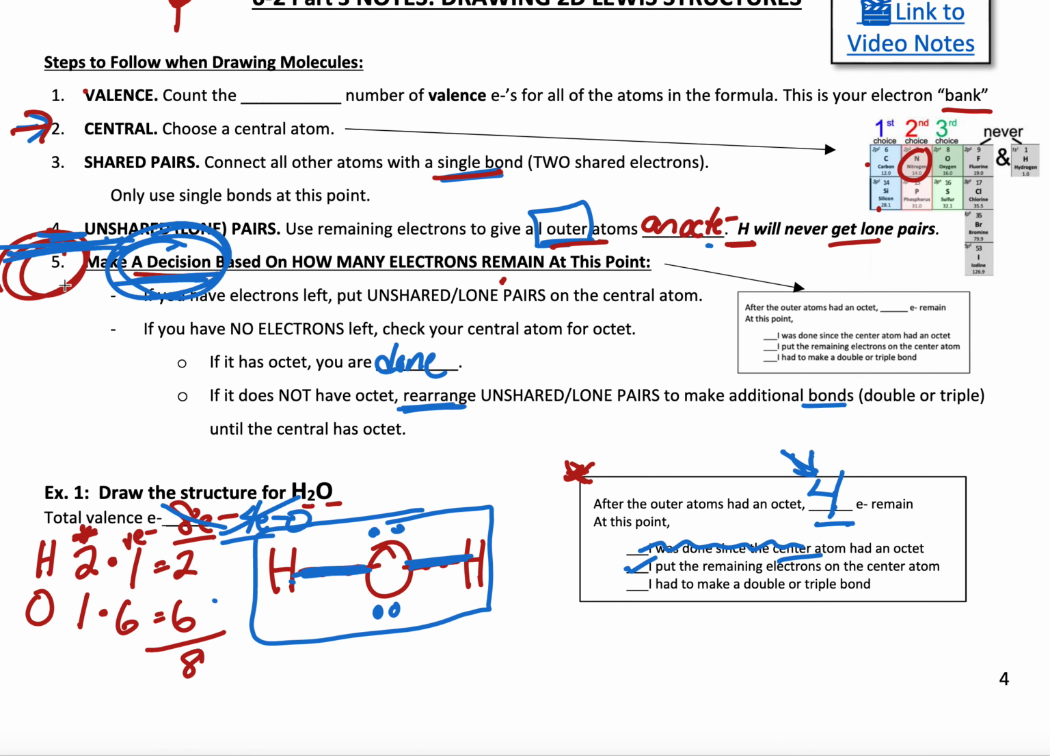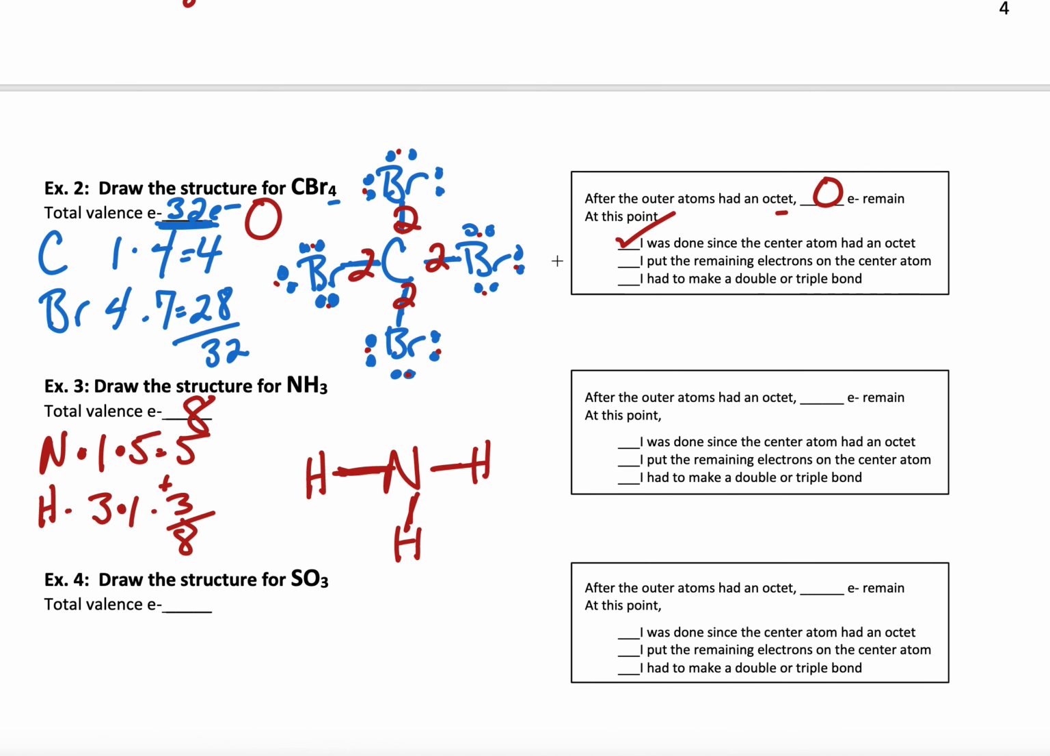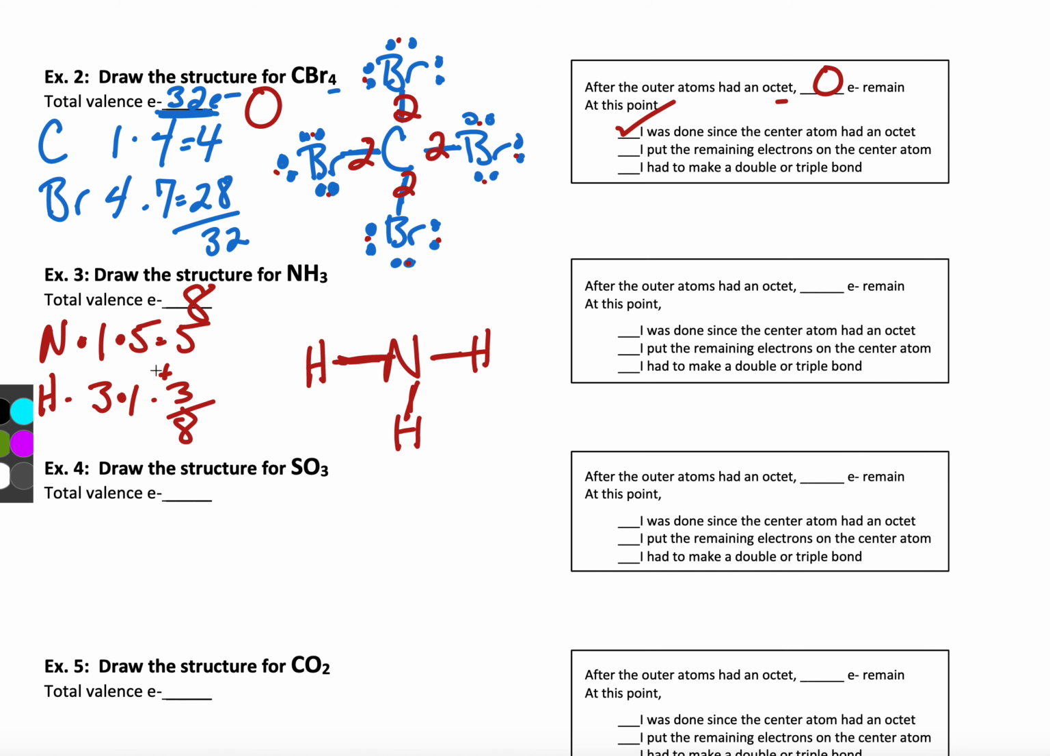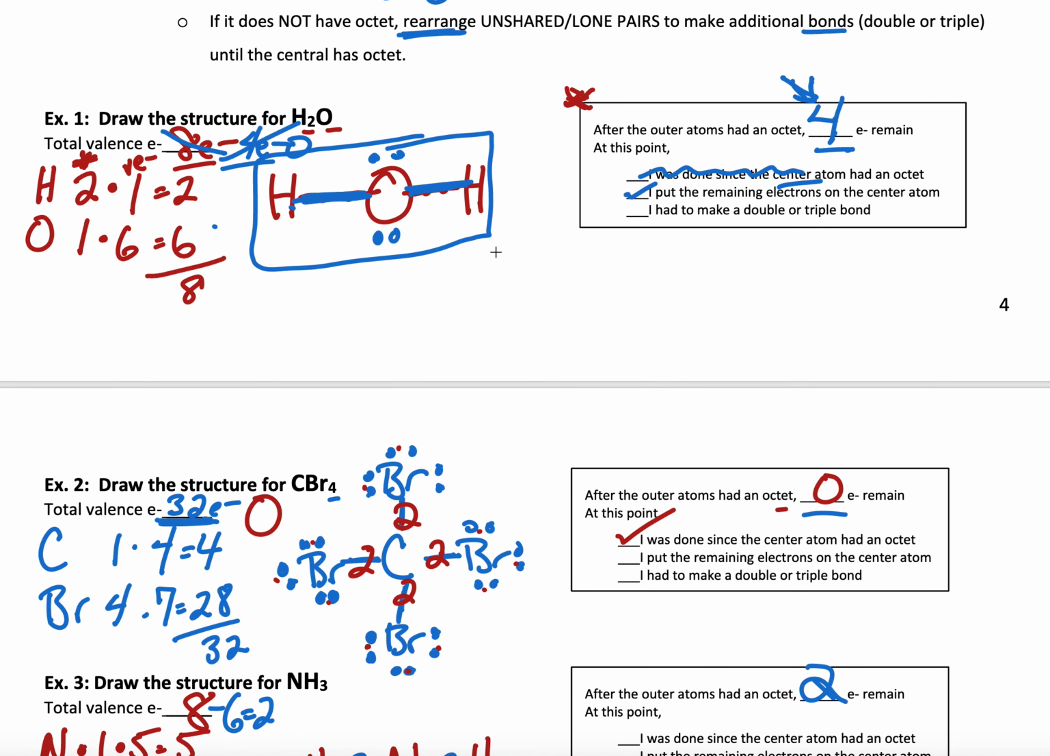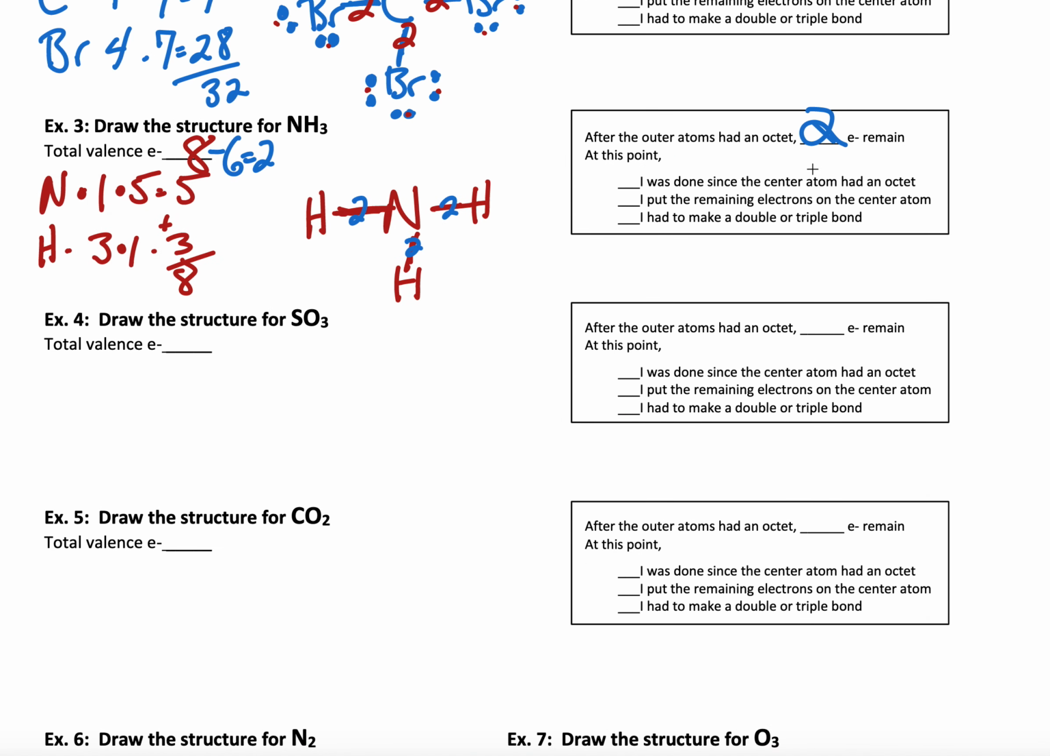Now I have to make a decision. But my decision has to be based on how many electrons remain. So let's figure it out. I've used 2, 2, and 2. I've used 6. 8 minus 6 equals 2 left. That's what I'm going to put here. After the outer atoms have an octet, 2 electrons remain. I need to know that it's 2, or that it's 0, or in this case, that it's 4. I need to know what that number is, because that's going to help me when I do the next few things.